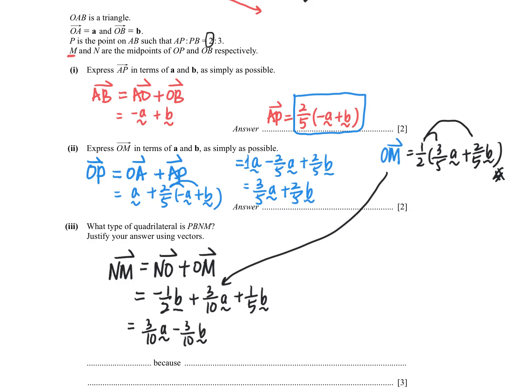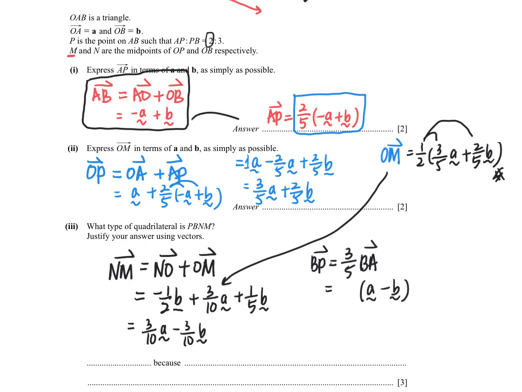The next thing I want to prove is BP. BP is 3 out of 5 units of BA. I have AB from here, so BA is the negative. You reverse the sign, so it should be A minus B. I reverse the sign, so remember this one, reverse it. And then you take 3/5 of it.